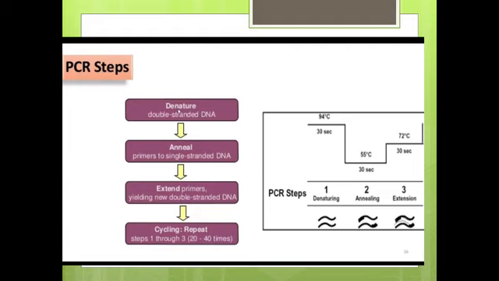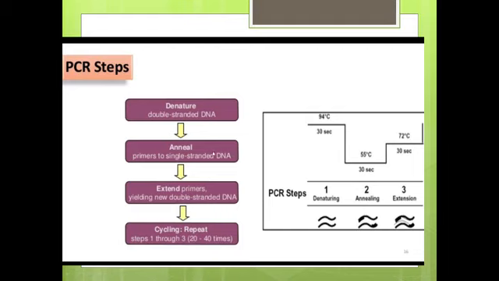The first step: denature the DNA. The double DNA strand is denatured, that means the two strands will be separated. This is done at a temperature of 92 to 94 degrees centigrade, and this process gets completed in around 30 seconds. Number two is annealing, of primers to single-stranded DNA. Primers are themselves DNA molecules. Please remember this: in DNA replication in vivo, primers are RNA molecules, but here primers are synthetic DNA molecules.